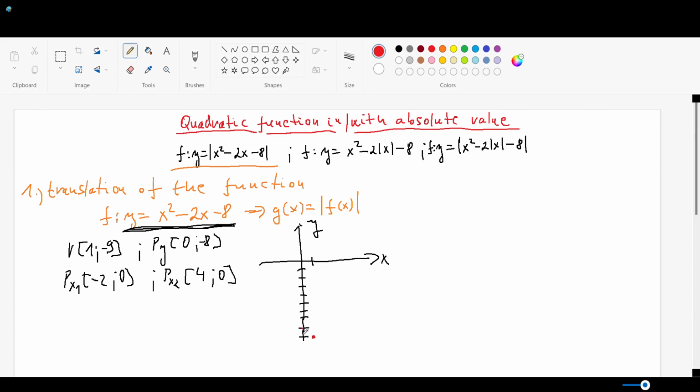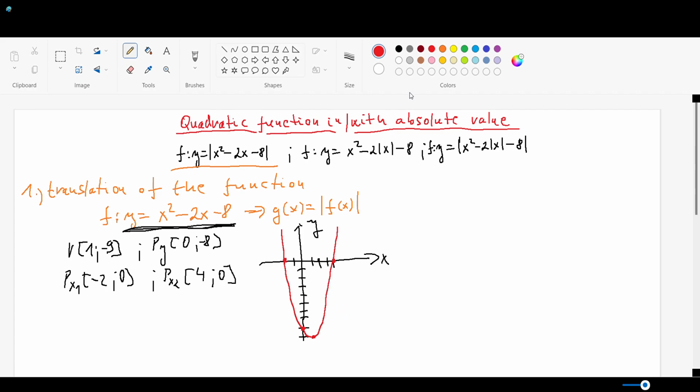Now I would need the y-intercept, which is 0 and -8, okay, and then I would need the intercepts with the x-axis, so it's going to be -2, which is -1, -2, and 1, 2, 3, and 4. So these are my two intercepts. Let me now try to sketch the parabola quite properly, which looks something like this. Okay, this is quite nice.